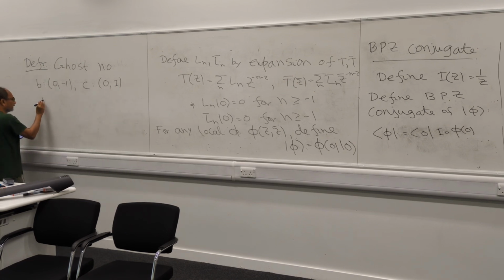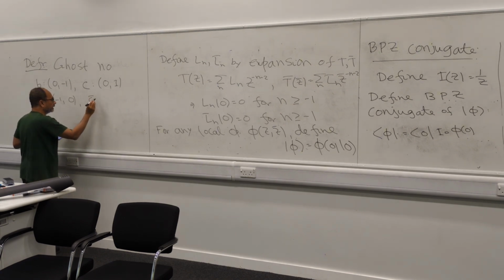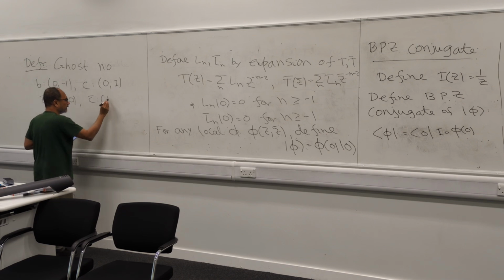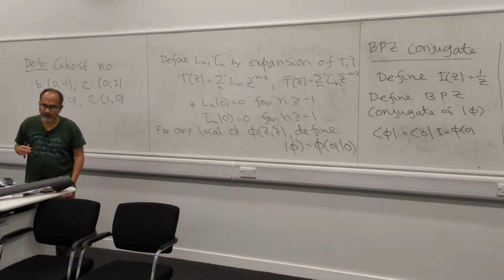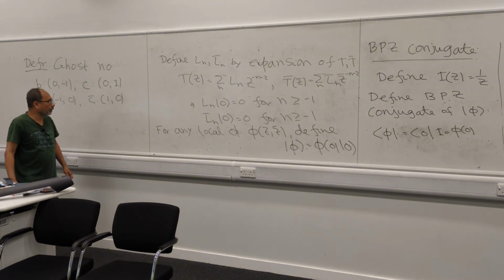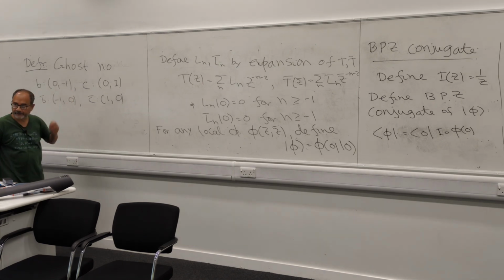B bar as (minus 1, 0), and C bar as (1, 0). So B carries ghost number minus 1, C carries ghost number 1, and you can define separate ghost numbers in the holomorphic and anti-holomorphic sectors.